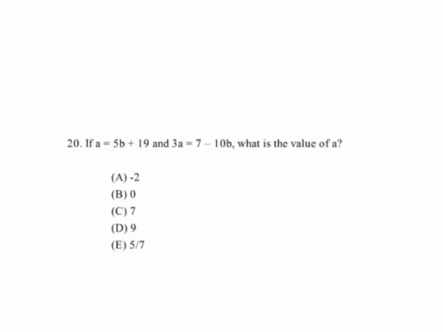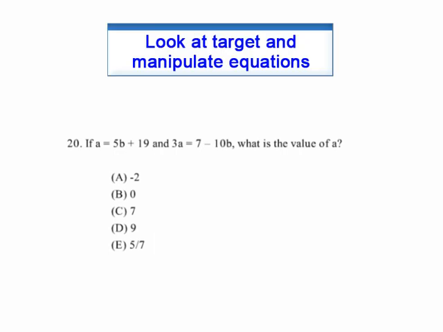Again, we have simultaneous equations, so we look at our target and see how we can manipulate the equations. I've got a equals 5b plus 19, and 3a equals 7 minus 10b. We want the value of a. We want to focus on b because we have to manipulate b to get rid of it.